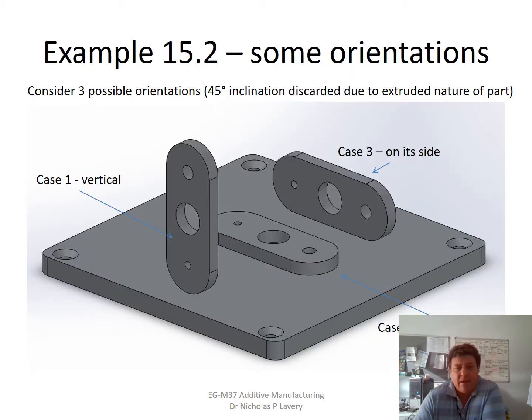So we're going to consider 3 different orientations of this part on the base plate. Case 1, we're just going to build it vertically upwards. Case 2, we're going to lie it down horizontally, and case 3, we're going to put it on its side.